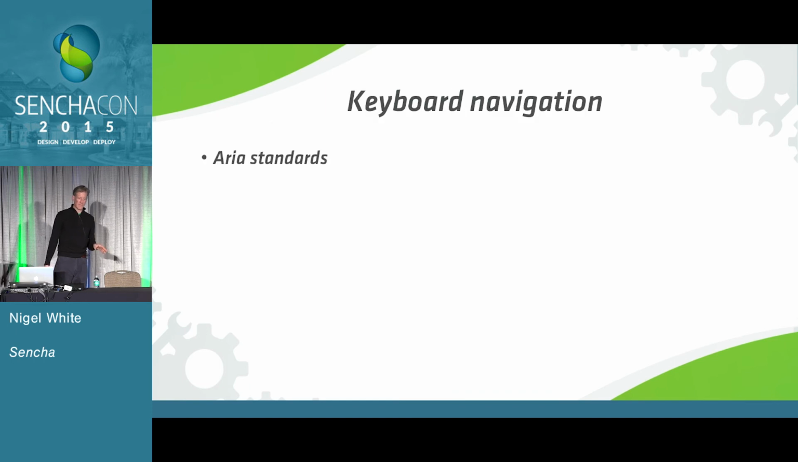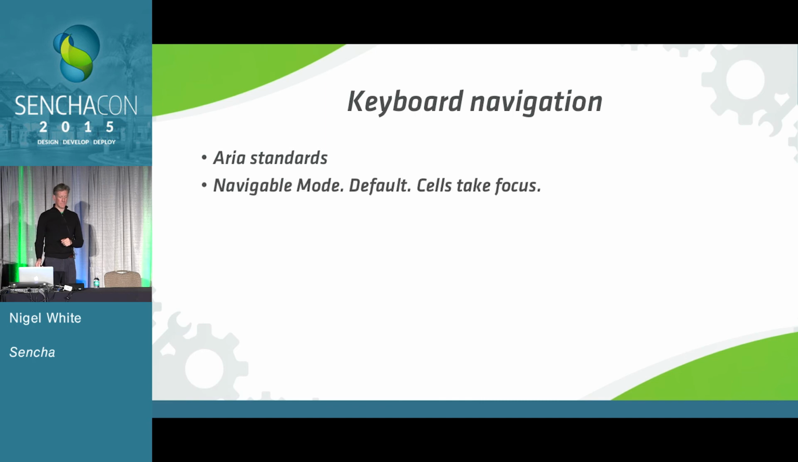Okay, the keyboard navigation adheres to the ARIA standards: navigable mode, actionable mode, F2 to enter actionable mode, F2 to exit actionable mode. Or if you blur the grid, if you click outside of it, you exit actionable mode, and when you re-enter, you're back in navigable mode. So that's the default. Cells take focus, actionable mode focuses content.